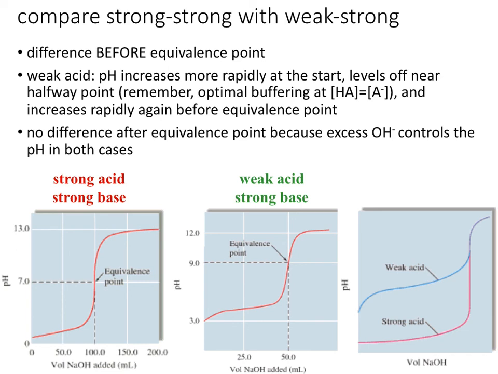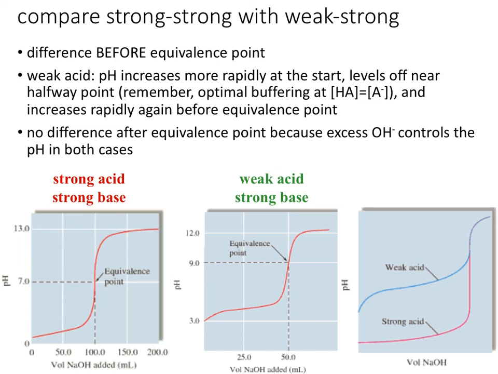Okay, so the other things I want to talk about, guys, are some of the other differences we see before we reach the equivalence point. In the case of the weak acids, the pH is going to increase more rapidly at the start, and then it starts to level off as you get closer and closer to the halfway point. And the reason why is because we're reaching basically buffering setups, because we're producing an anion from our acid that can behave as a base in solution. And so those changes are going to be less and less drastic as we have more of a buffer being created.